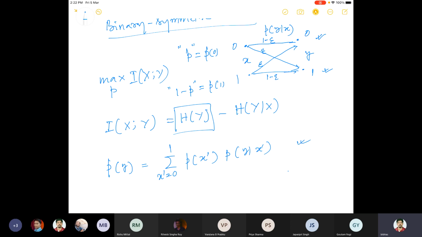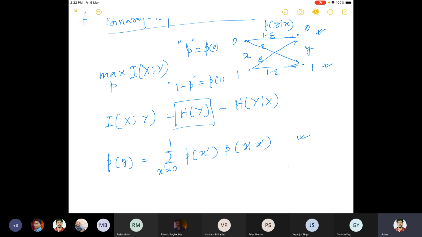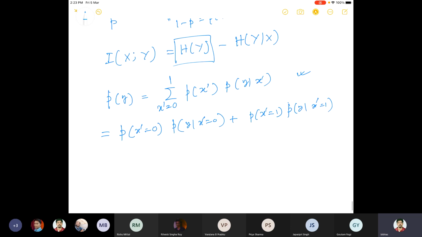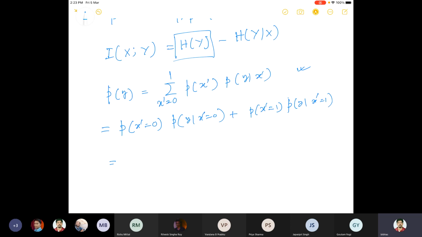This is the way we calculate probability using the conditional probabilities, or you can say the transition probability. So if I do that, then this is nothing but probability of x test equal to 0 times probability of y given x test equal to 0, plus probability of x test equal to 1 times probability of y given x test equal to 1. So these values are given to me. So this conditional probability, let us put that.